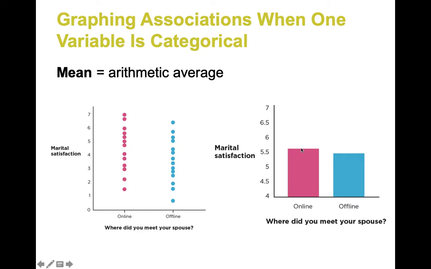So the online mean is slightly higher than the offline mean, and that corresponds to a weak association between the two variables. So one takeaway is that even though we plot the association between a quantitative variable and a categorical variable typically using a bar graph, it still represents association. It's still representing a relationship between these two variables by plotting the mean.